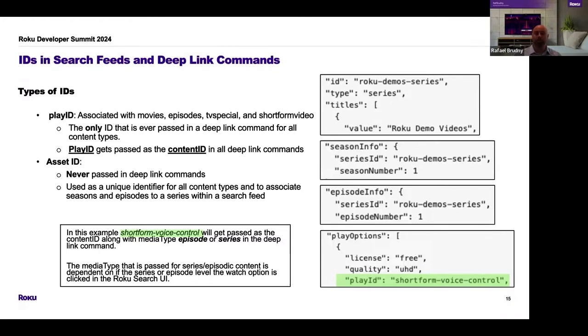In this example, the Play ID, short form voice control, which is highlighted in yellow, is passed as the content ID, along with the media type, which could be episode or series. This specifies the required app behavior. The asset ID, Roku Demo Series, is used to associate seasons and episodes to a series, but is not included in a deep link command. The most important distinction here is that while asset ID helps identify and associate content in the search feed, only the play ID is applied in deep link commands.